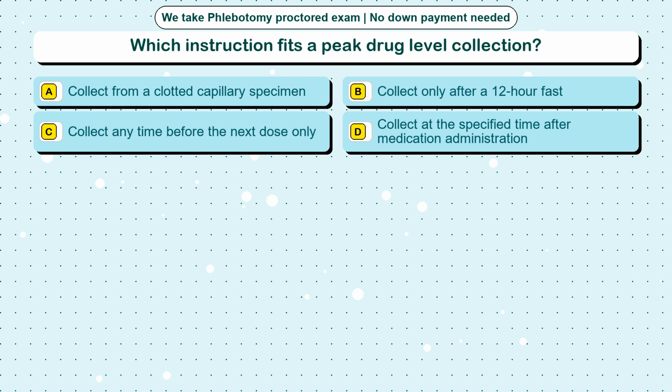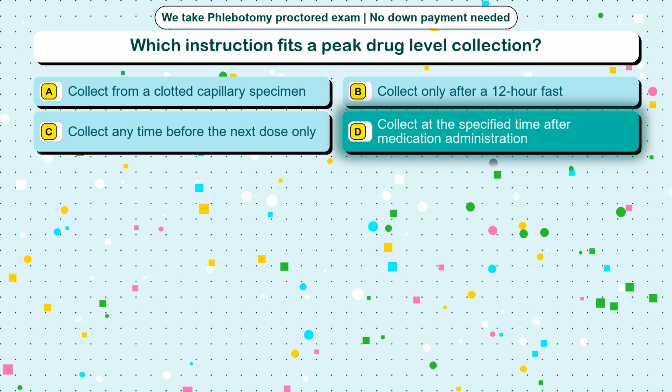Option A. Collect from a clotted capillary specimen. Option B. Collect only after a 12-hour fast. Option C. Collect any time before the next dose only. Option D. Collect at the specified time after medication administration. The correct answer is option D.